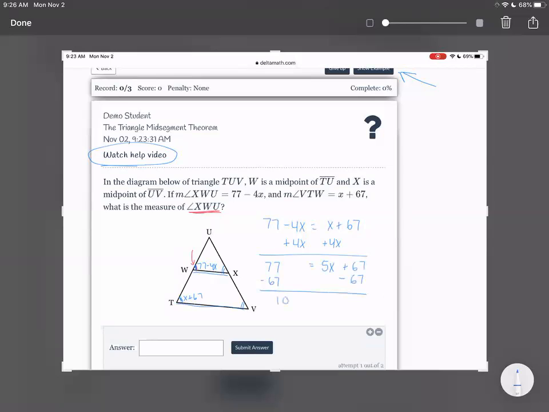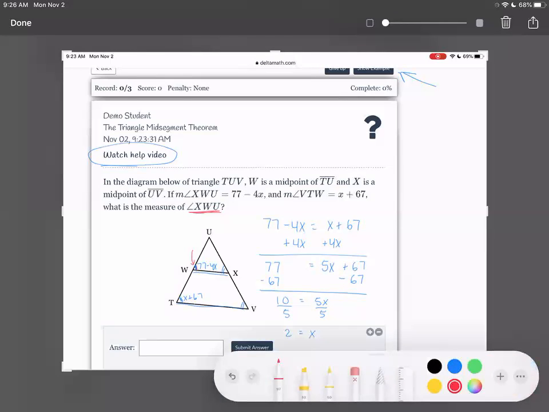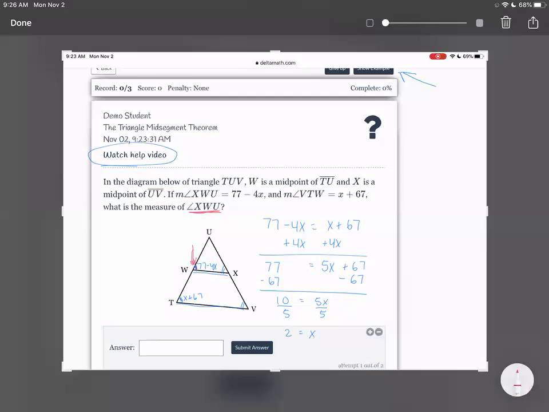So then I get 10 is equal to 5x. Then we're going to divide by 5. I get 2 is equal to x. So if our x is equal to 2 and they want us to solve for the red angle, remember the red angle is this one, then I'm going to plug it into the formula. So 77 minus 4x, where our x is 2. So I did 77 minus 4x. And we're going to solve for that. 77 minus 8. And then if you calculate that, that gives you the wonderful answer of 69 degrees.